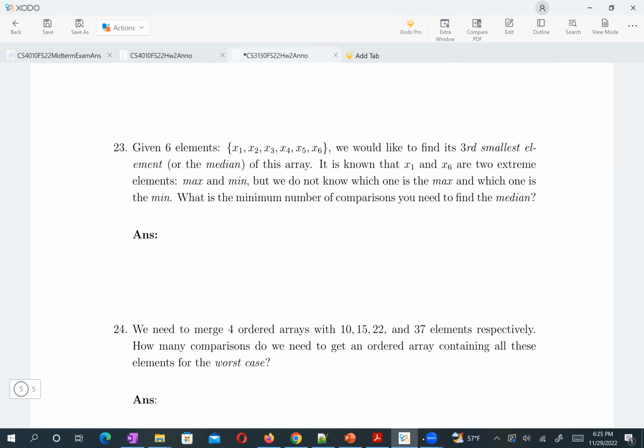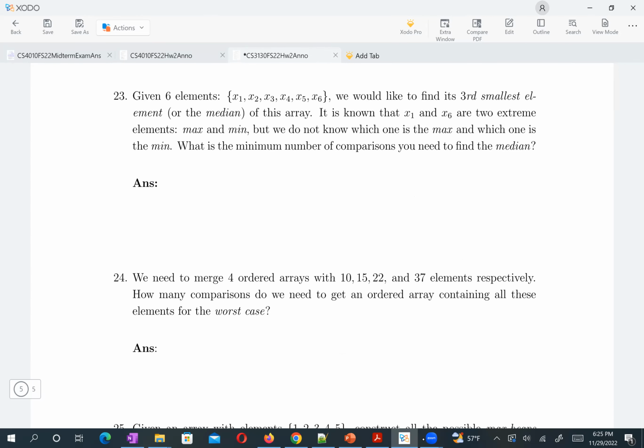Yeah, number 24. There's another similar one, but this time the number of ordered arrays is 4, with 4 different sizes. The more ordered arrays, the harder, right? Here we also use the worst case formula.